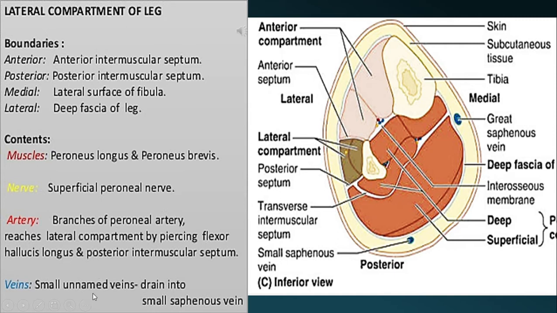And then we have lots of unnamed veins. The superficial veins are going to drain into this small saphenous vein, which you can see here in the posterior aspect of the subcutaneous tissue, while in the anterolateral aspect we can observe there is another superficial vein, the great saphenous vein here. These veins will be discussed later.